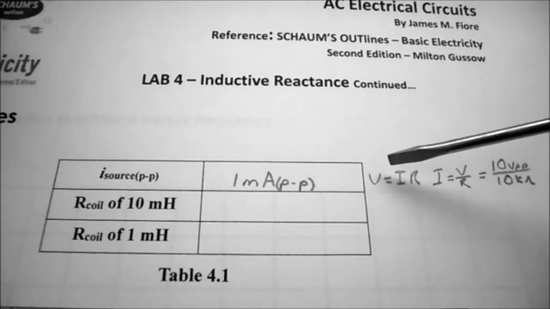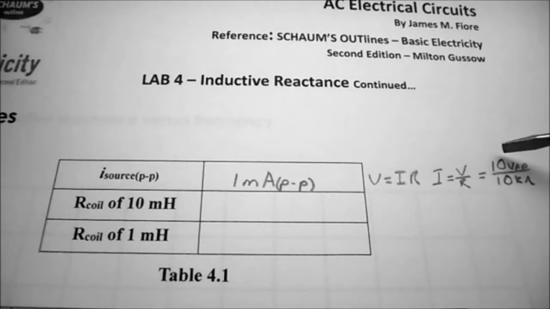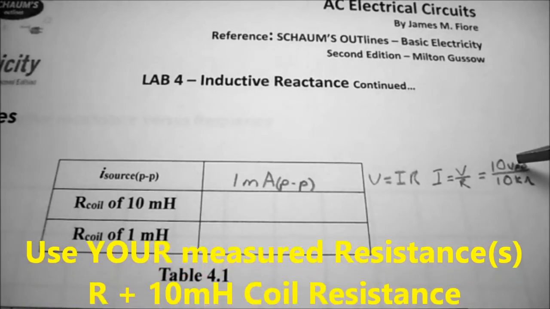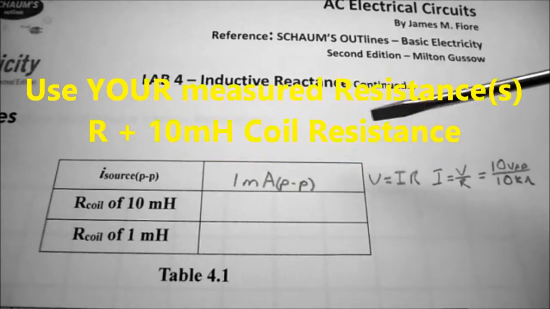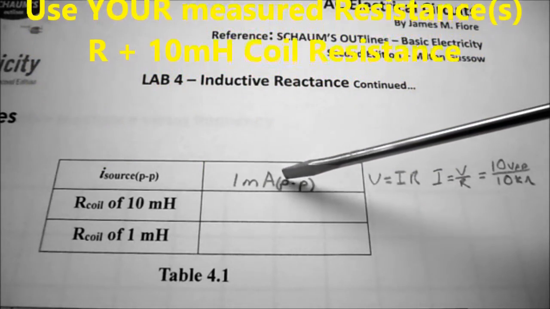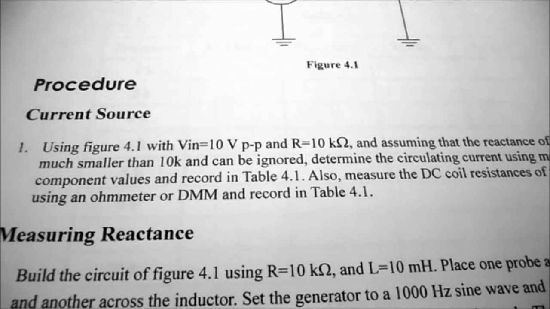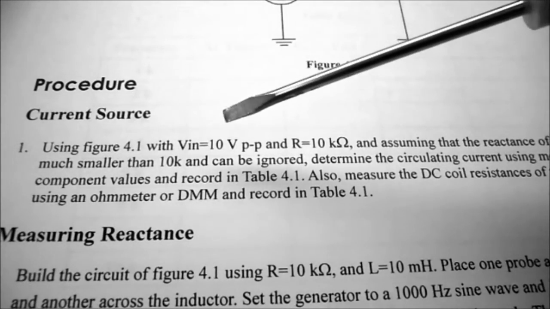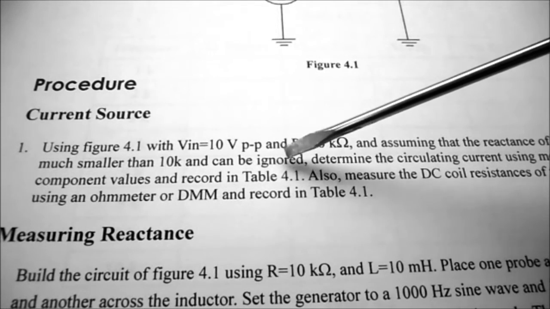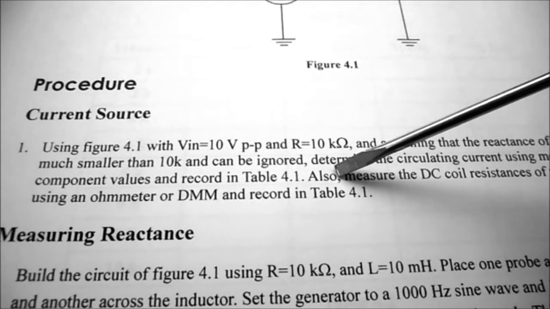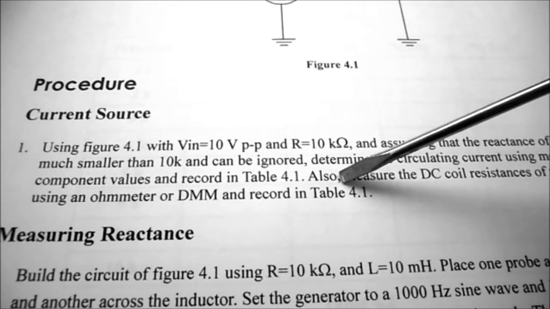Using Ohm's law, V equals IR, so I equals V over R, we're going to take our 10 volts peak to peak and divide it by our 10K ohm resistor, and we end up with 1 milliamp, and note that it is peak to peak. Finishing off step 1 under procedure, we're going to be measuring our resistor and the 2 inductors we're using today, and we'll record those results too.